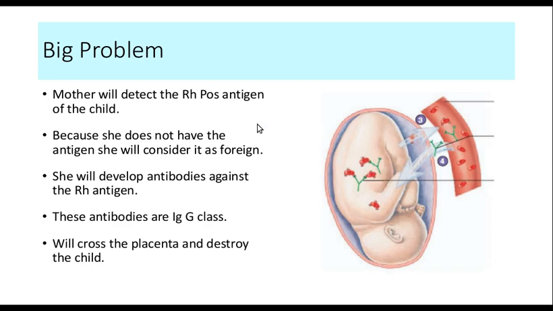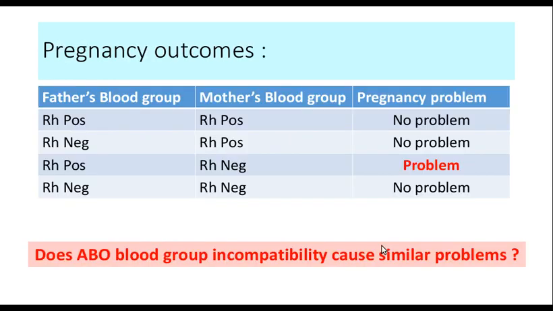Once again, the mother is Rh negative, the child is Rh positive, the mother identifies the Rh positive antigen as foreign, she develops antibodies against them. The antibodies formed are IgG class, so they can cross the placenta and enter the developing child and start destroying the child.